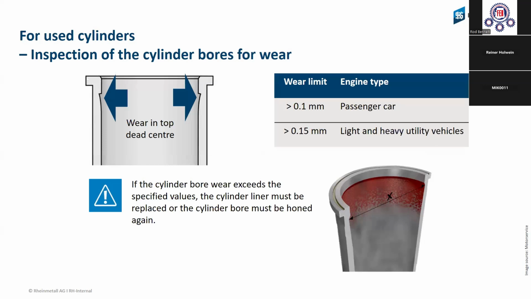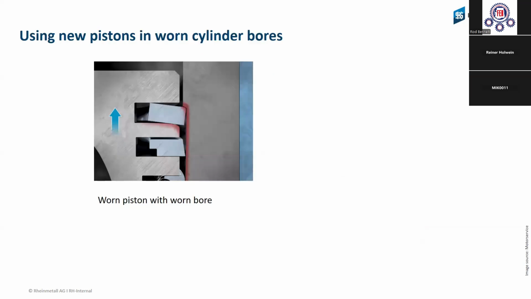For passenger cars, we say 0.1 millimeter is the maximum, and for light vehicle or heavy duty engines, 0.15 millimeter. But maybe you say, it's not so much, I will only change the piston and piston rings, and then it will be okay. Or maybe you go with your hand honing machine a little bit up and down and say, now I will refresh the cylinder bore a little. This will not be helpful, because the problem is the situation you see in the picture on the old version.